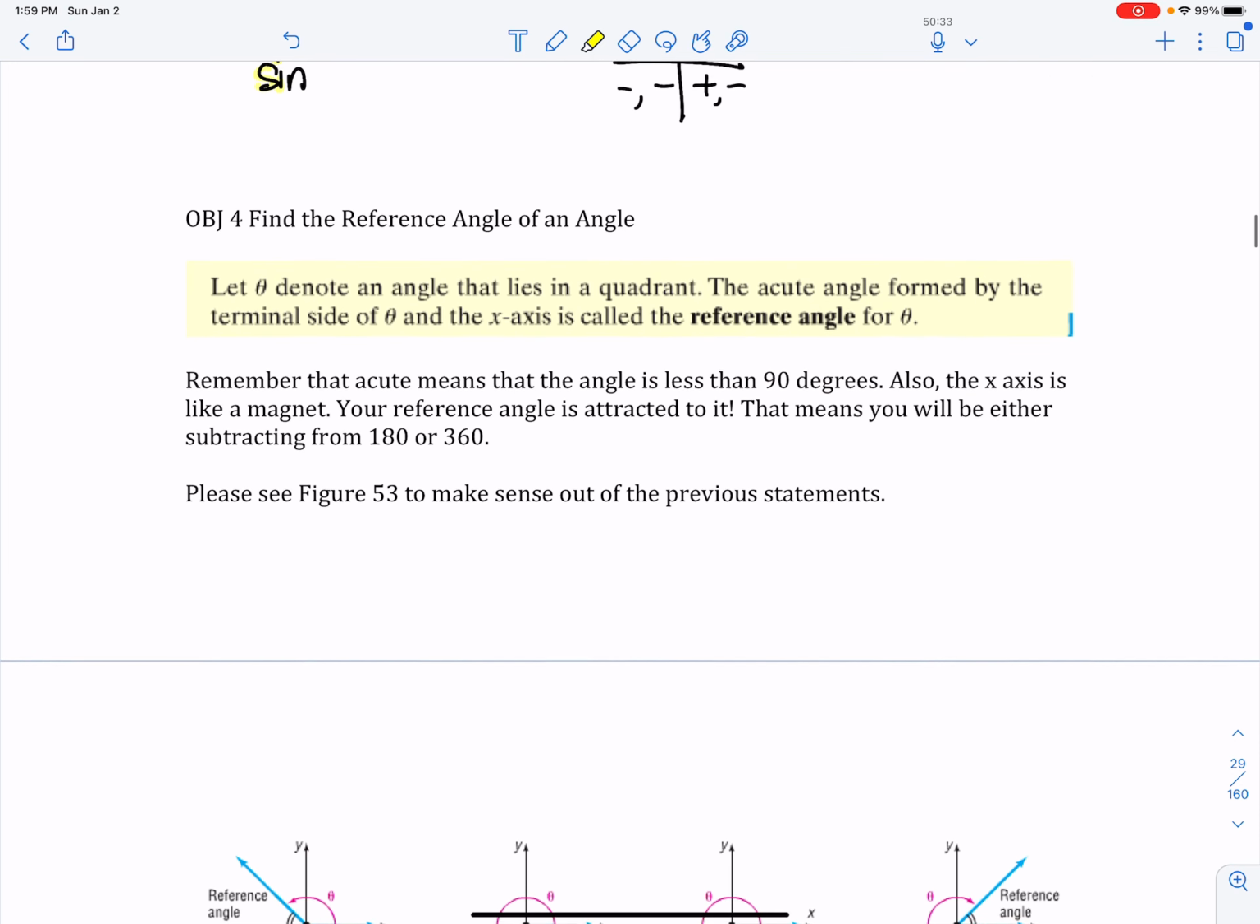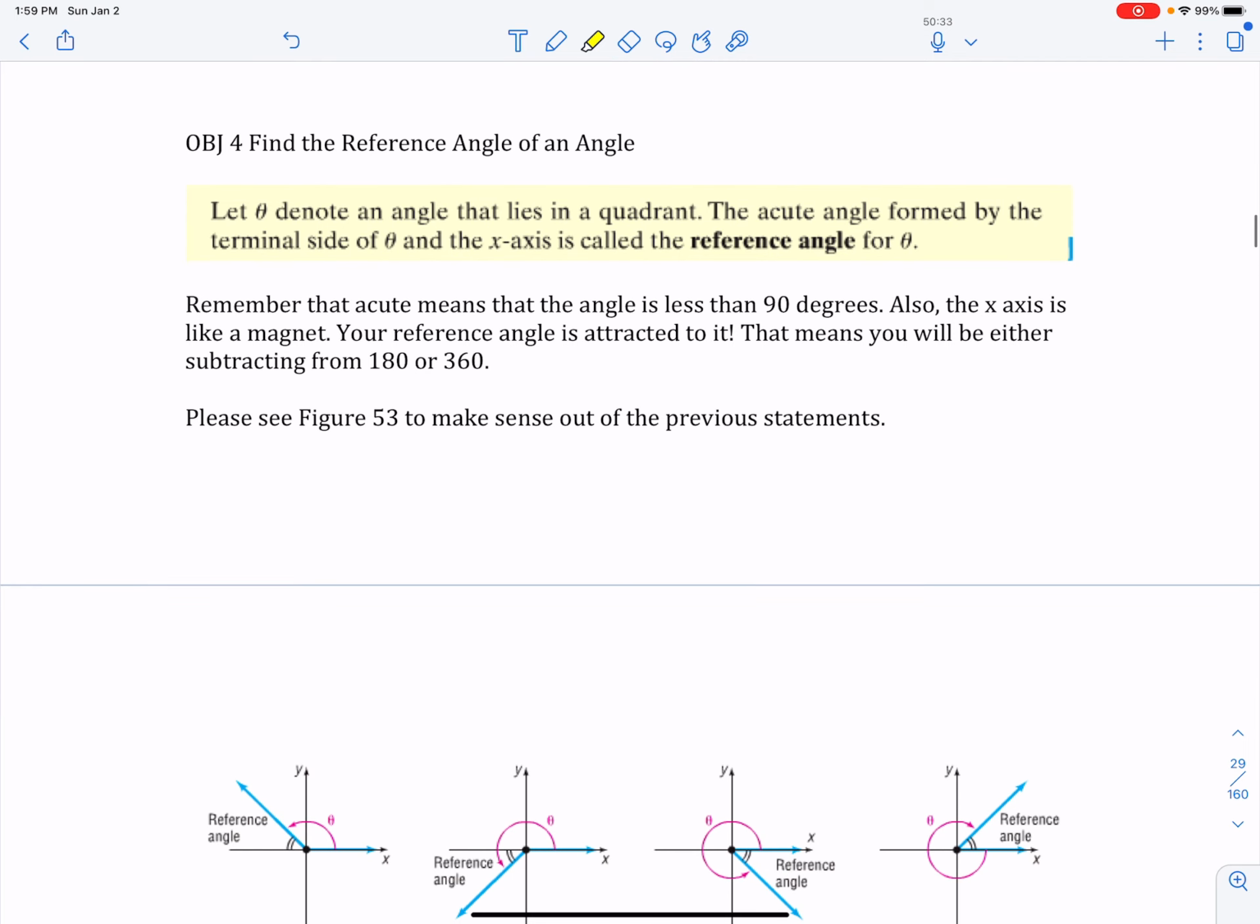All right, objective number 4. Find the reference angle of an angle. So a reference angle is always a quadrant 1 angle. Okay, so that's what it's called. So the definition says, let theta denote an angle that lies in a quadrant.